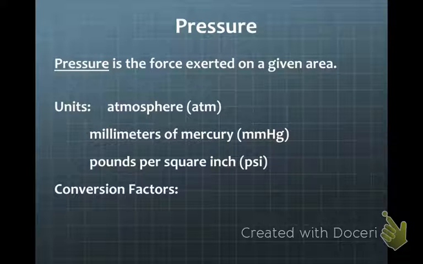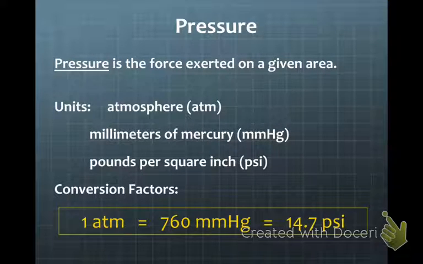We will give you these conversion factors. 1 atm equals 760 millimeters mercury, which equals 14.7 psi. So 1 atm equals 14.7 psi. 760 millimeters mercury equals 14.7 psi.